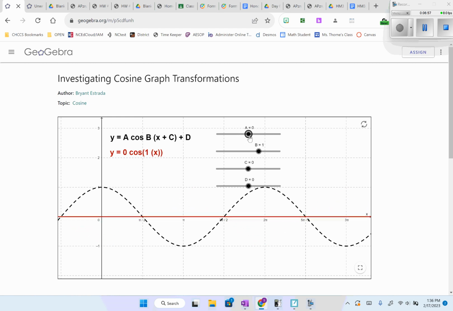So let's put this back at 1 for our parent graph, and let's look at what the D value does when we're adding D. Just like sine, when it's a negative D value, it goes down from our parent graph, and when it's a positive value, it goes up. So those are the transformations that we are looking at. And then again, later we'll talk about changing our B value. But for right now, we're just going to use our B value as 1 and our C value as 0.